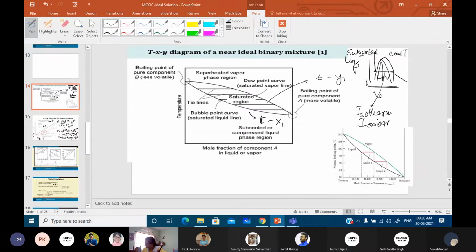And in these two components, say we start from the vapor region. Suppose we start from this particular point. I'll do it with red so that you can see. We start from this particular point, right?